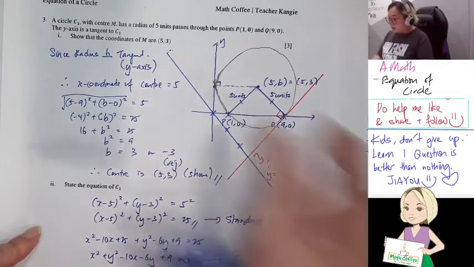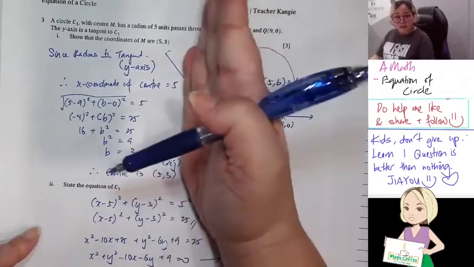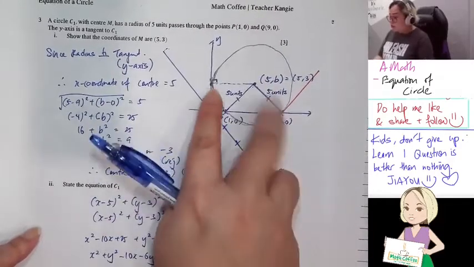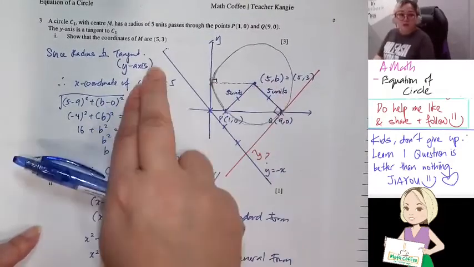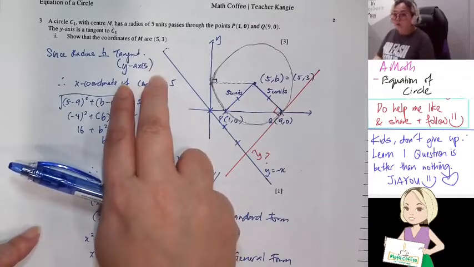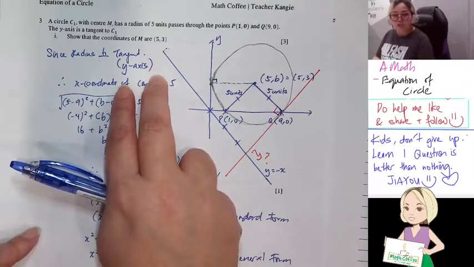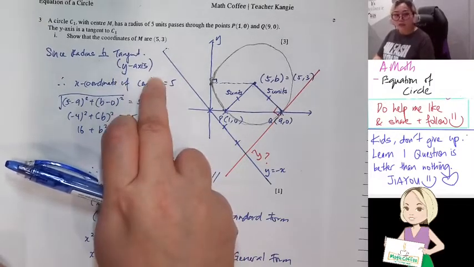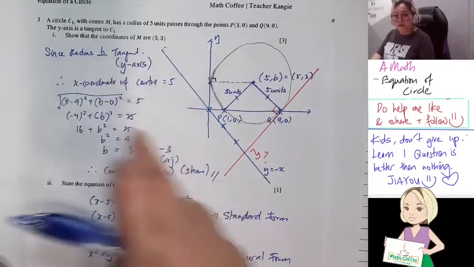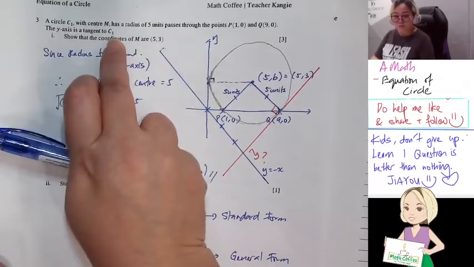Then what if it's reflection on the y-axis? Again, same. The distance is 5, so I reflect over, the y-coordinate will not change. Only the x will change. Then you have the new center. The radius remains the same, then you have the equation of the circle. You understand?